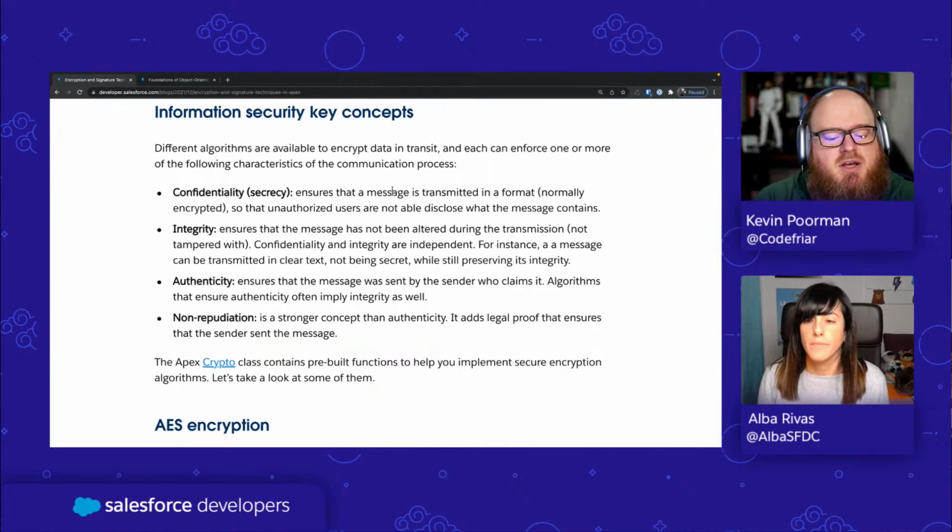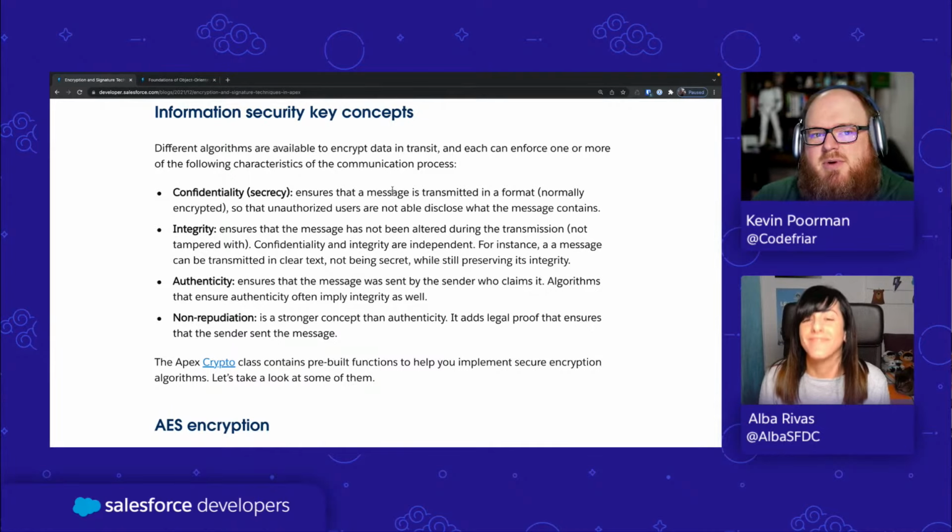And I have to admit, when I read non-repudiation, I had to read that a few times because I wasn't entirely sure I'd ever heard that phrase before. I understand the concept, but I'd never seen that phrase before. But let's start with integrity. When I think of integrity, I think of the things that I'm trying to teach my kids. I want my kids to have integrity.